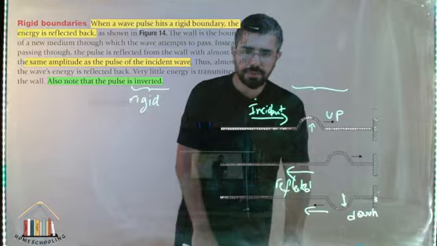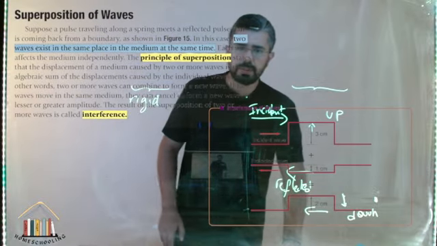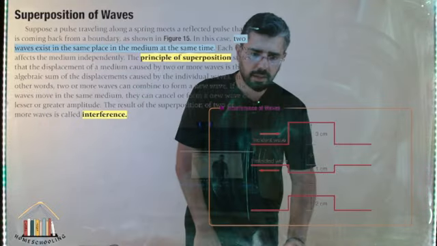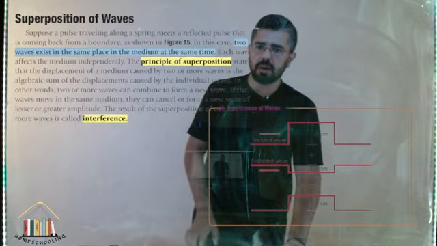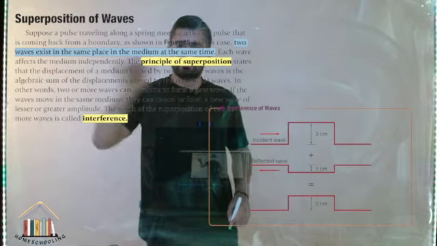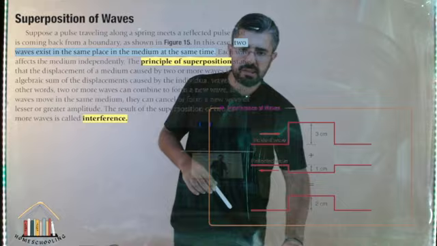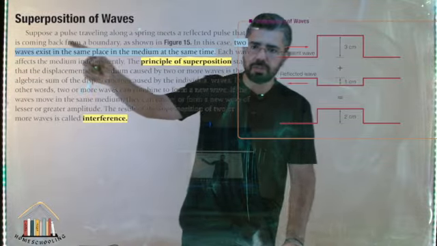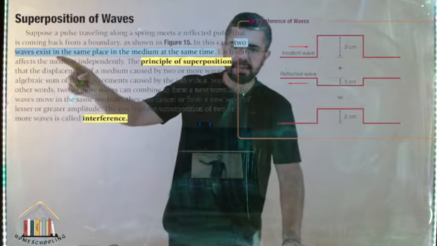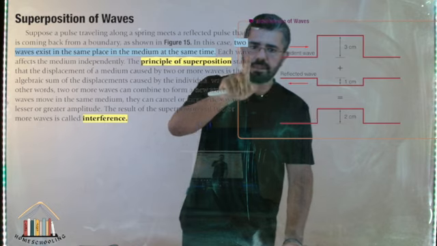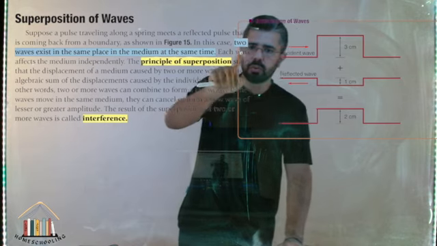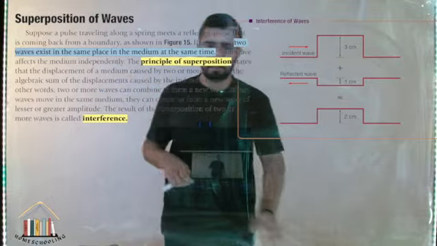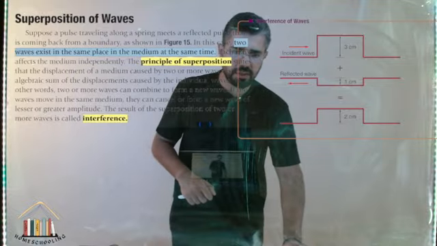Let's continue talking about the superposition of waves, but let's clean the board first. So let's talk now about the superposition of waves. What do you mean by superposition? Let's look at this picture here. Every time you're talking about superposition, we are talking about two waves that exist in the same place in the medium at the same time.